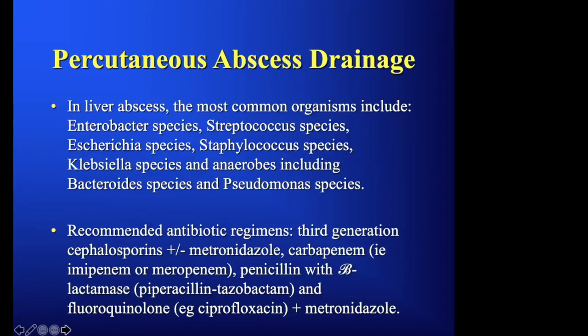So for liver, again, the most common organisms, as shown here, you can read about it, but are mostly almost the same as the other ones. So the recommended antibiotics for these include the third generation cephalosporins. You can give it plus or minus metronidazole, or you can give the carbapenem group, which includes the meropenem group, or you can give penicillin with beta-lactamase inhibitors, or you can give fluoroquinolones, but all these should be combined with metronidazole IV.